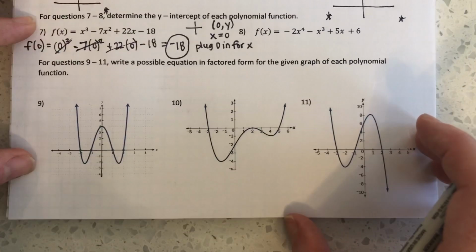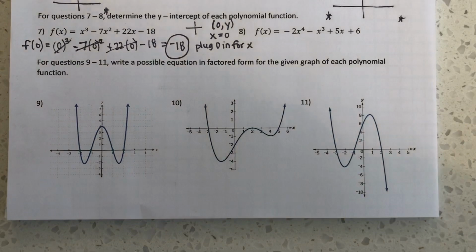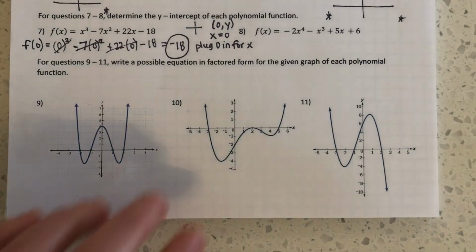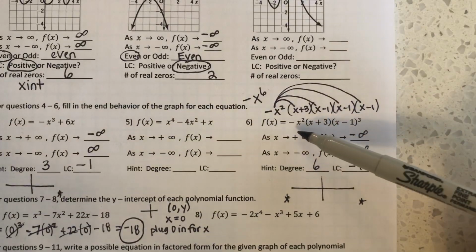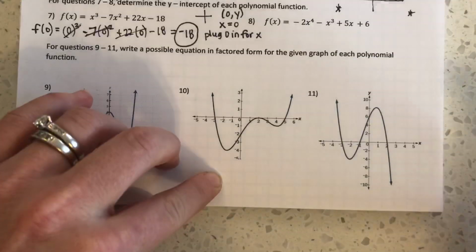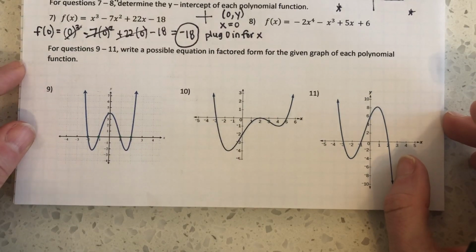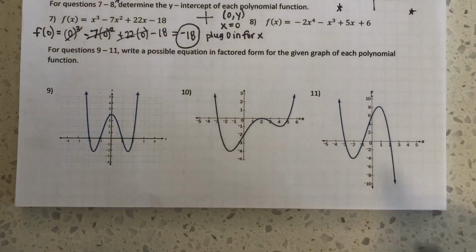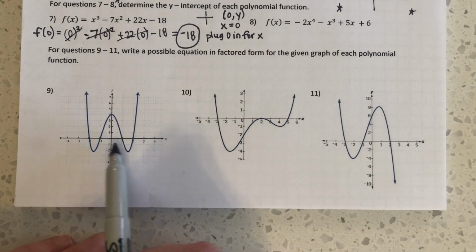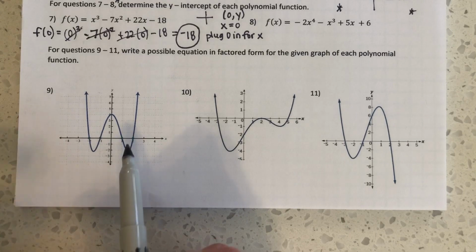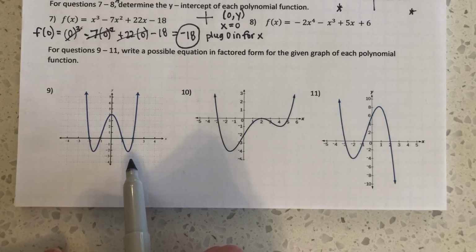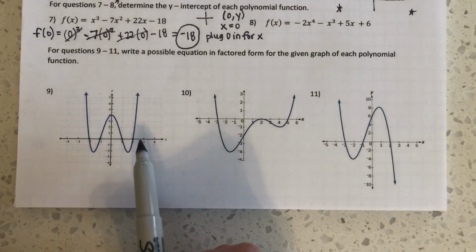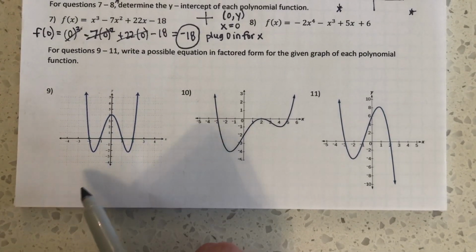Now in questions 9 to 11, they ask you to write a possible equation in factored form. So it should look like this, some type of equation in factored form with the parentheses for the given graph of each polynomial function. Well, think about it. If we're going to write an equation, we basically need to figure out our x-intercepts, our zeros, so we can write them as factors. And we have to write them as their factors, and we have to just decide on what our leading coefficient sign should be. So let's see what we should do.